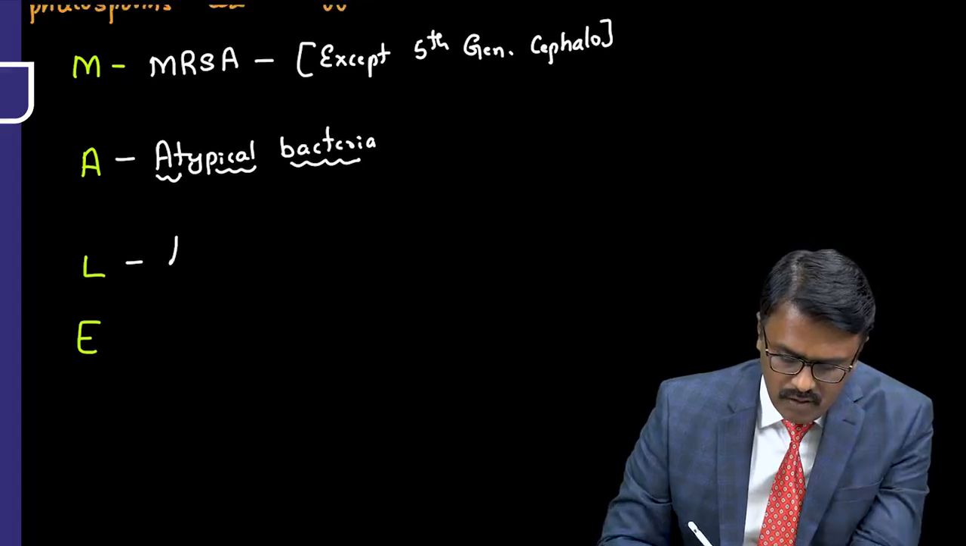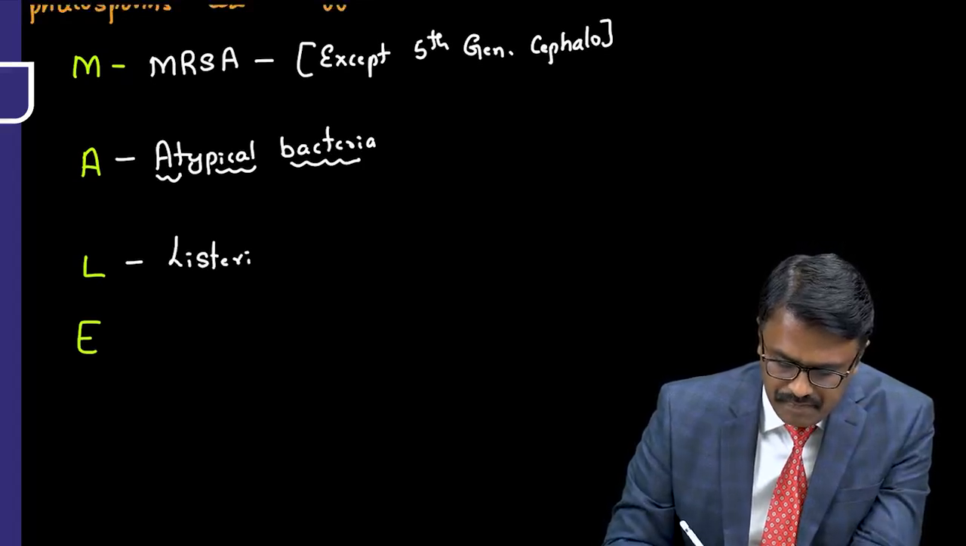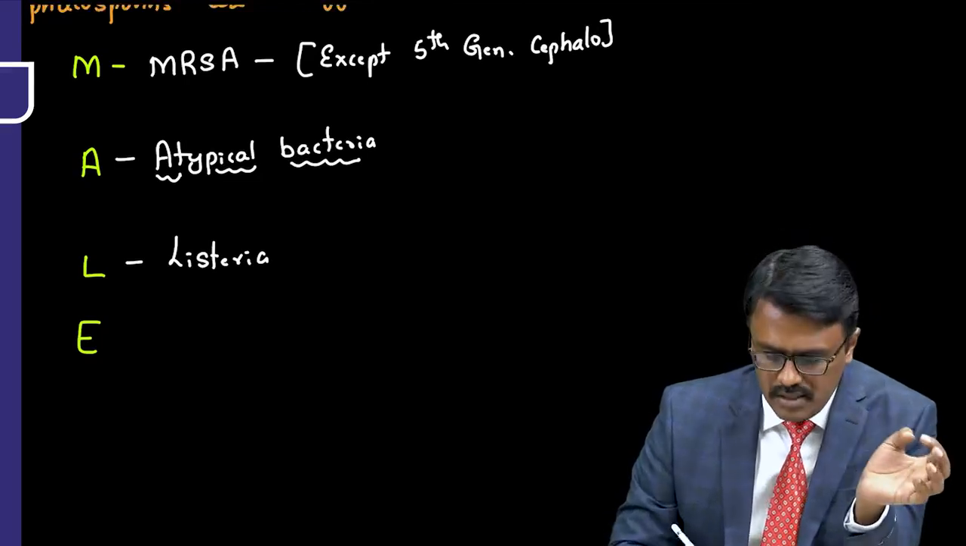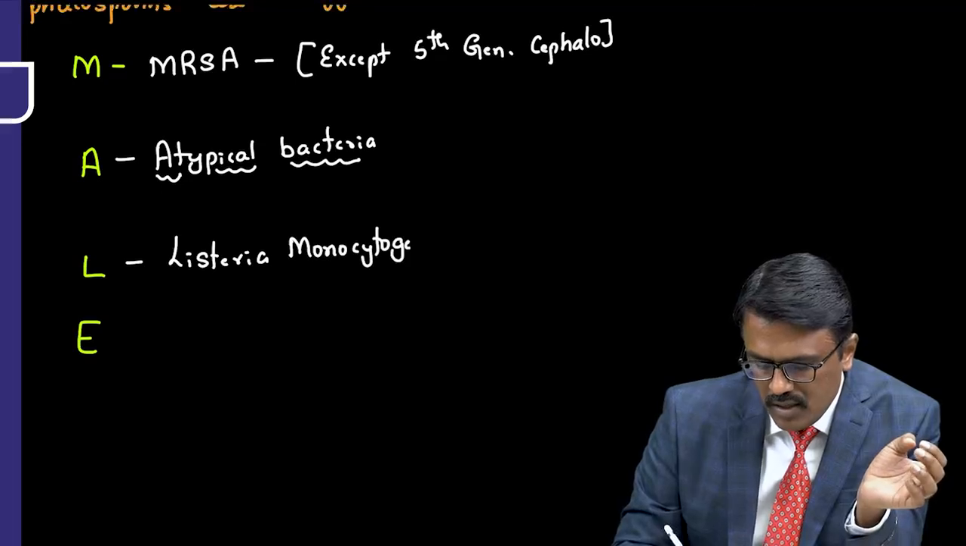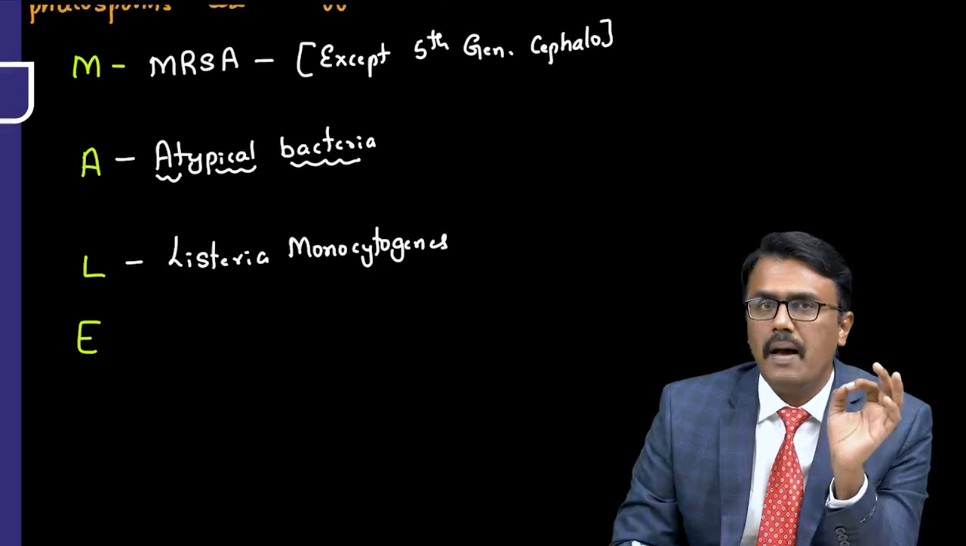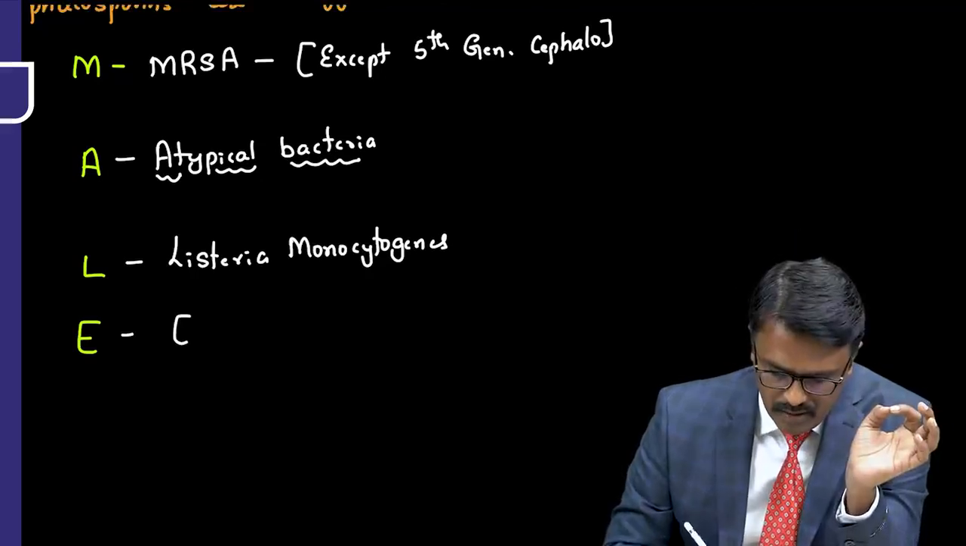Now L stands for Listeria. It will not work on Listeria monocytogenes. So what is the drug of choice for listeriosis? It is ampicillin. Now E stands for enterococci.